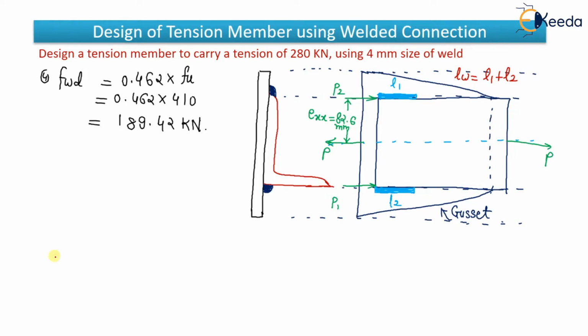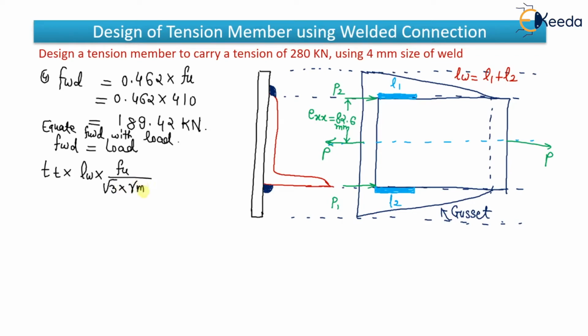So for that you will have to equate this FWD with the load, or you can simply write, equate FWD with load. Okay, so you have to equate like this. FWD is what they have, we have this value. Okay, but this value is not used. We have one formula which is from IS code, so it is TT into LW into Fu divided by root 3 into gamma m1. This formula you have to use, and that will be equated with load.